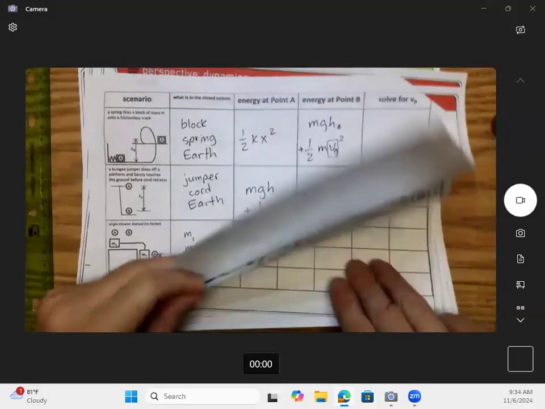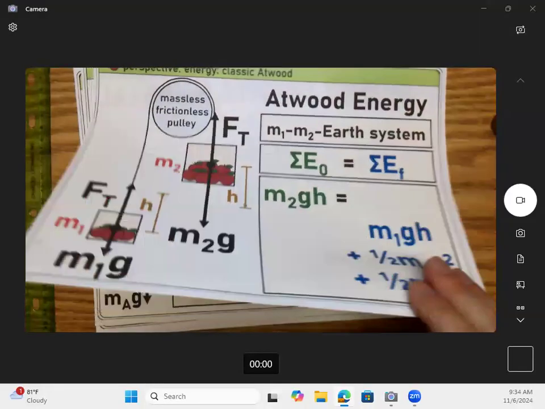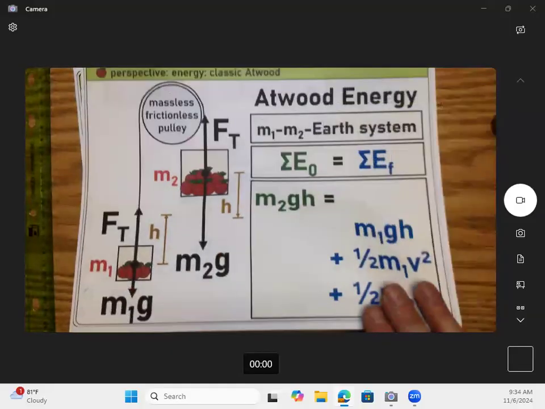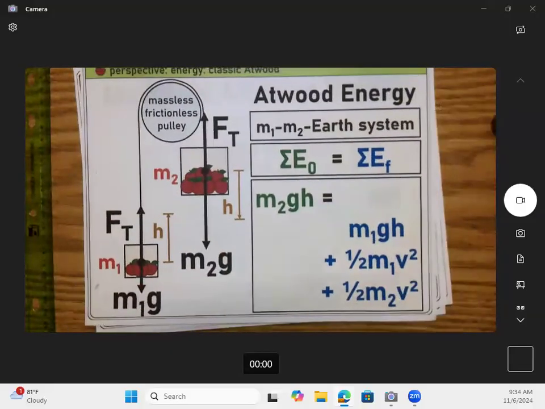Since we're running low on time, the last thing I'll show you is that I have posters for each of these. Here's the modified Atwood. It was a little more complicated, but we did a short version of that. And here's the one we're about to do, the classic Atwood.